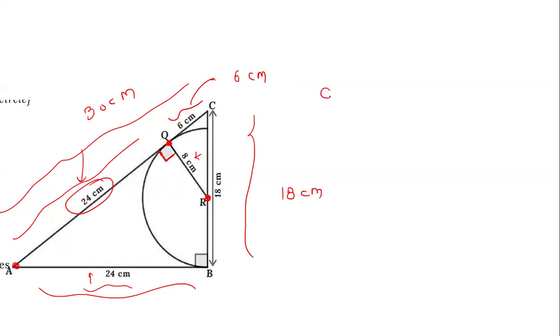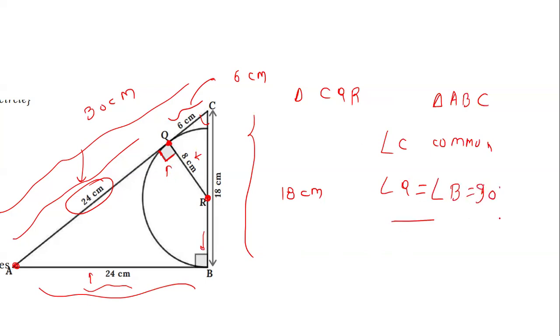So you consider the triangle CQR and triangle ABC. In both of these triangles, the angle C is common, and one angle is 90-degree at Q, and one angle is also 90-degree here. Both are 90-degree, so the third should also be equal, because the sum of all angles is 180. If two are the same, then the third will also be the same. So these are similar triangles.